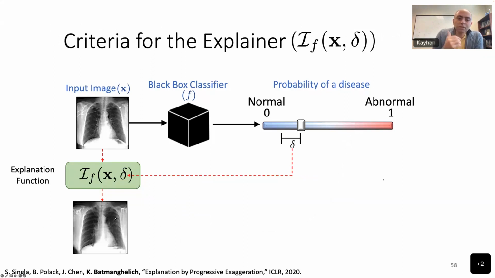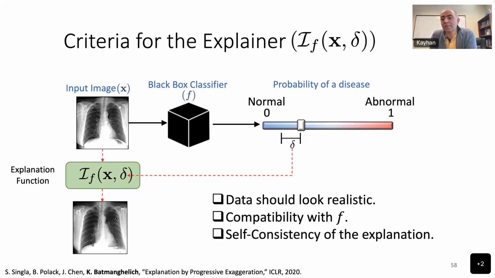So we thought about what criteria this function should satisfy. It should produce an image that looks realistic, because we need to convey that to the radiologist, including the presence of support devices, etc. Because the radiologists want to make sure that the identity of the patient is preserved. It's about the same patient. It should also be compatible with the black box, in this case the F function, or neural network, which means that if we change the knob and create an image for explanation and plug the image back into the black box, it should produce the desirable output according to the position of the knob. And it should also be self-consistent, meaning that if I bring the knob backward, I should be able to get the original image.